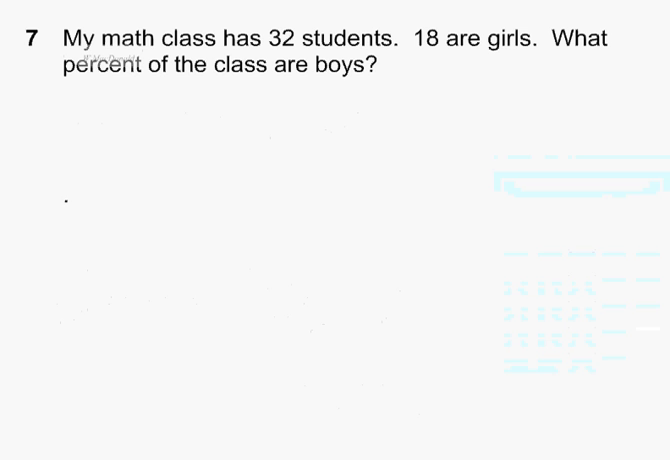Question 7, a lot of students didn't read properly. It says, my math class has 32 students. 18 are girls. What percent of the class are boys? So the first thing you have to do is figure out, well, how many boys are in the class? So if the class is 32 students and 18 are girls, if I subtract that, I get 60. Oh, I better borrow here. I borrowed wrong. I get 14 boys in this class.